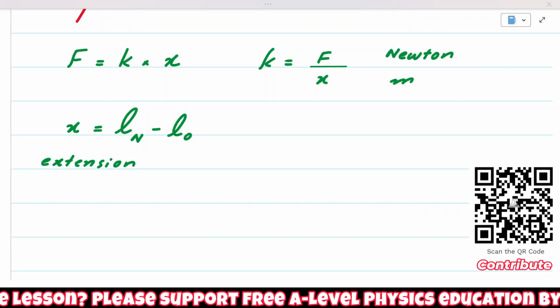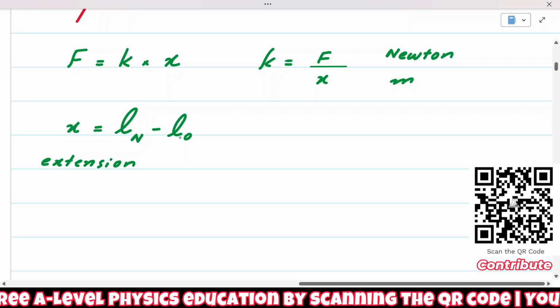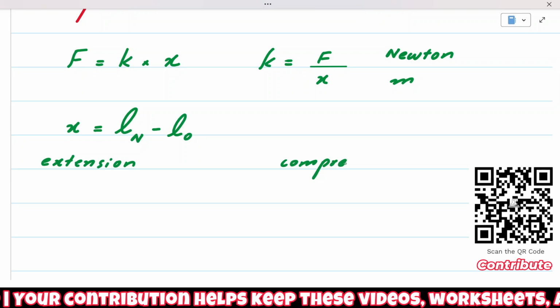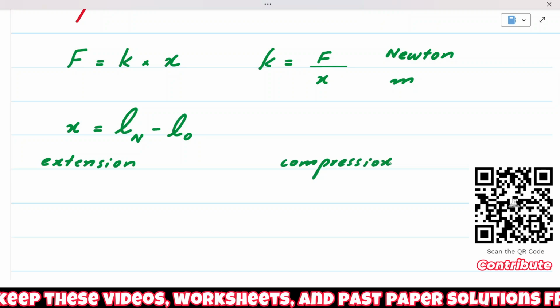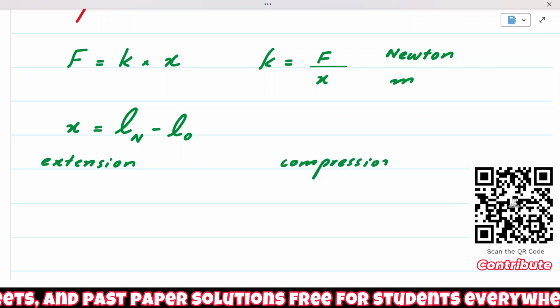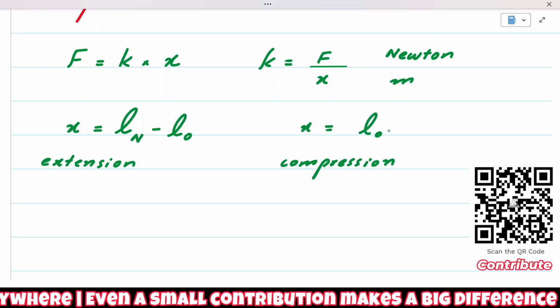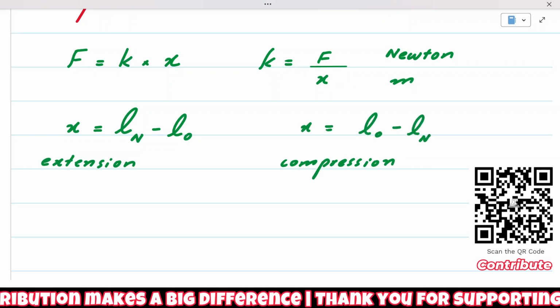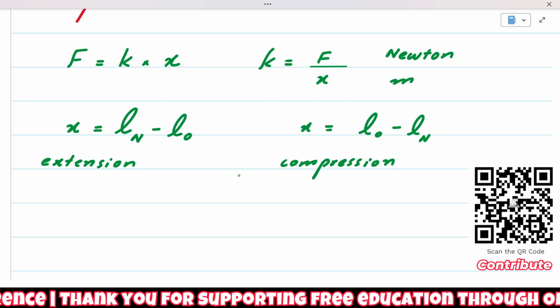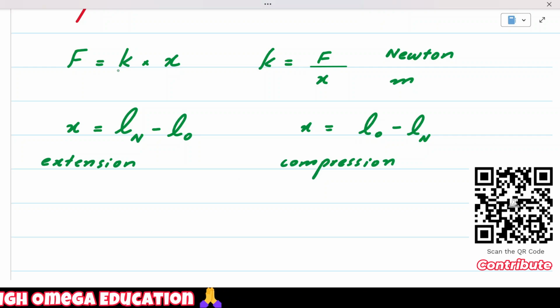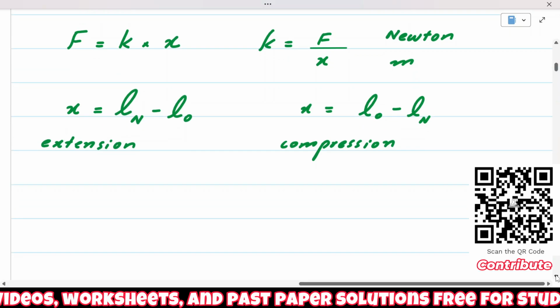All right. So extension equals new length minus original length. And if the question is compression, compression is also represented by x, and compression आपकी होती है original length minus new length. क्योंकि once you compress something तो उसकी original length ज़्यादा होगी and new length would be smaller. So greater length में से smaller one minus करेंगे हमेशा.